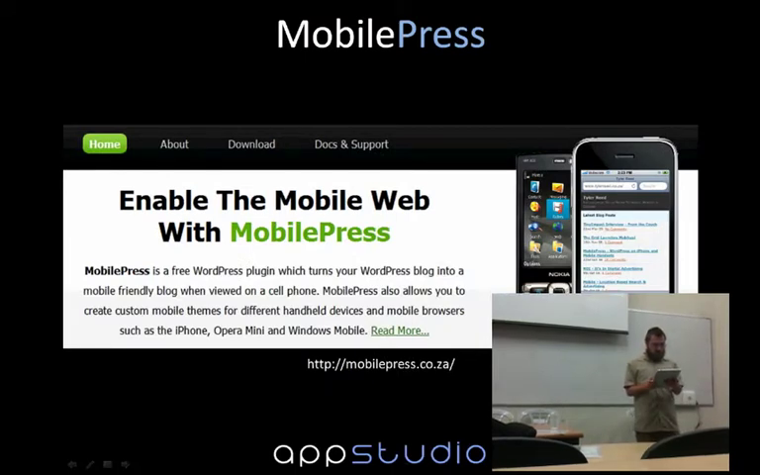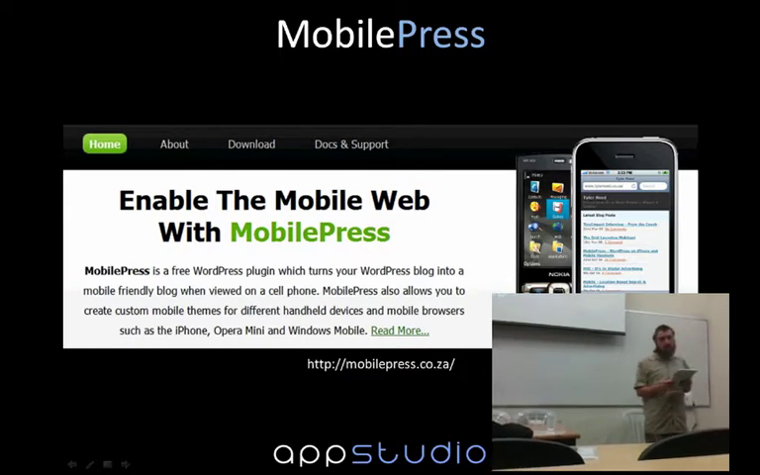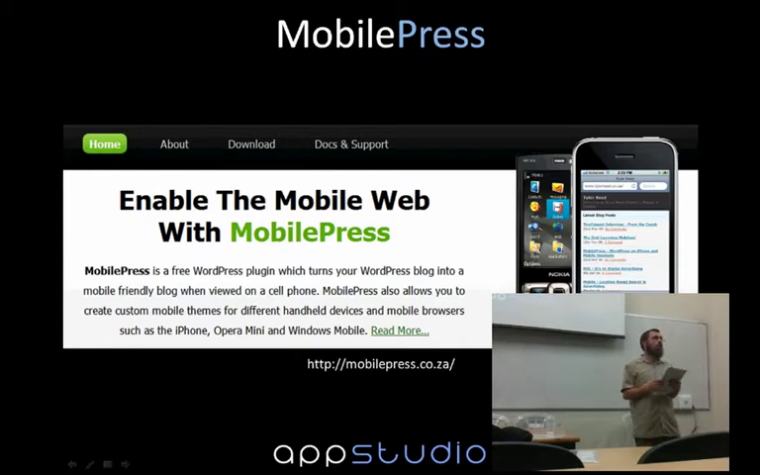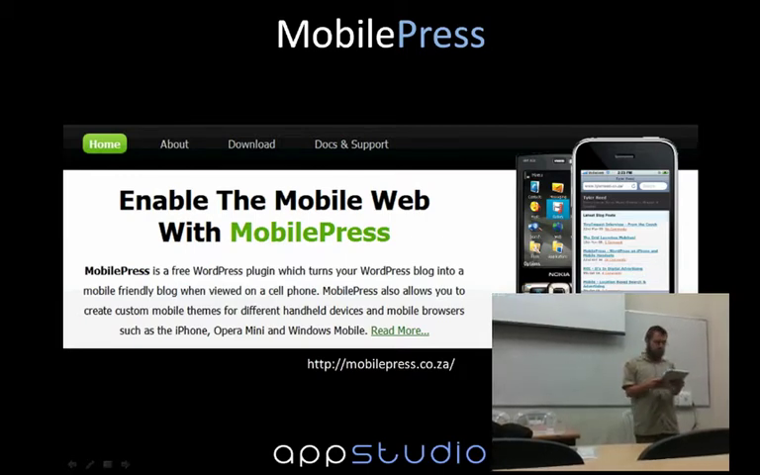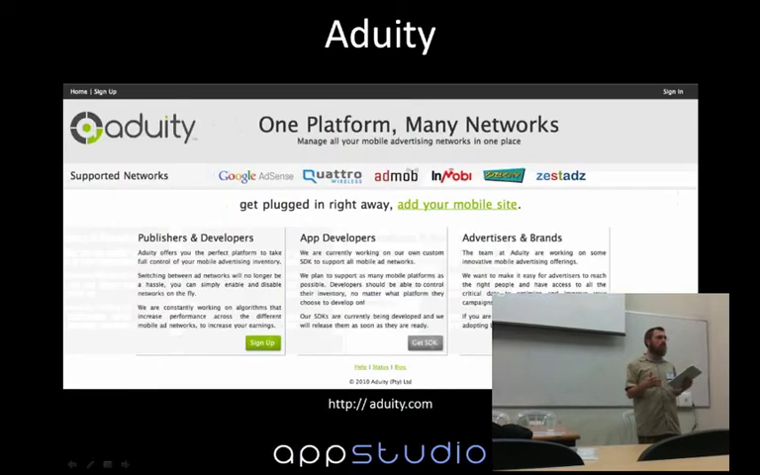Okay, so the next one is called MobilePress. And this supports various different themes for specific devices. This one, MobilePress, is a little bit more advanced than some of the other ones when it comes to making your website look native to the themes of the various different devices that you're using. It also integrates well with Oddity.com, which can help manage your ad campaign and your analytics.